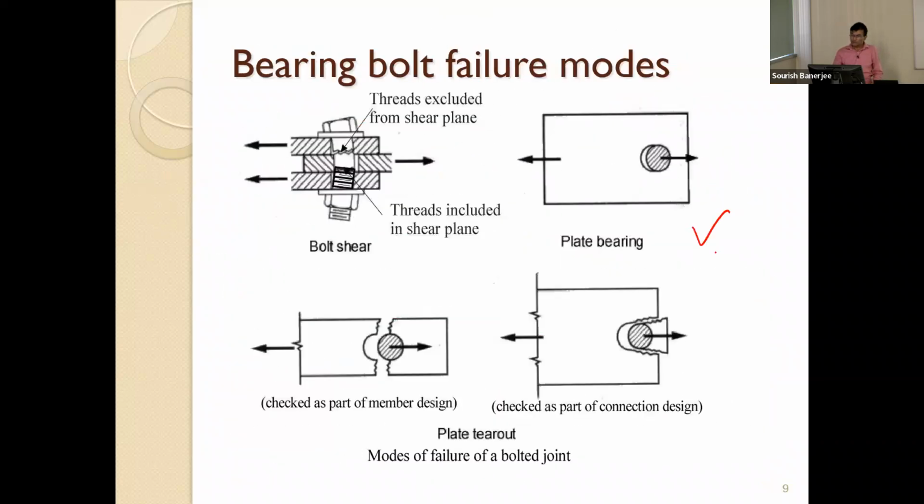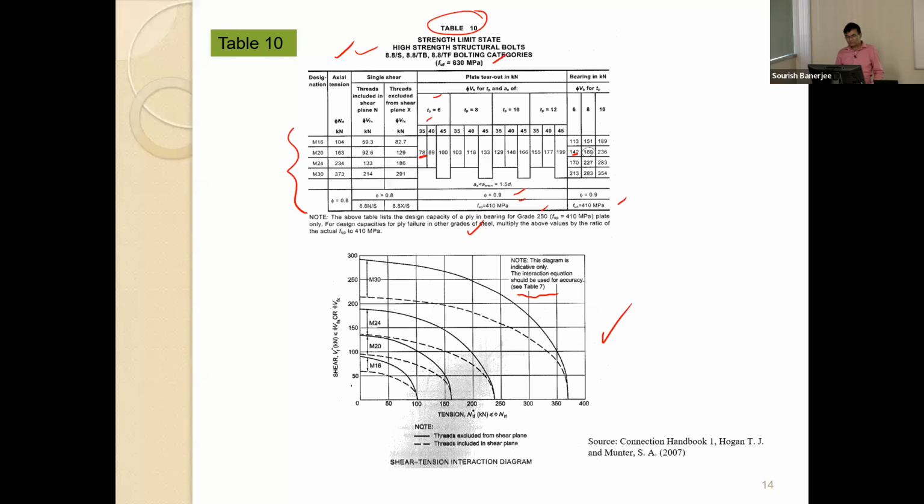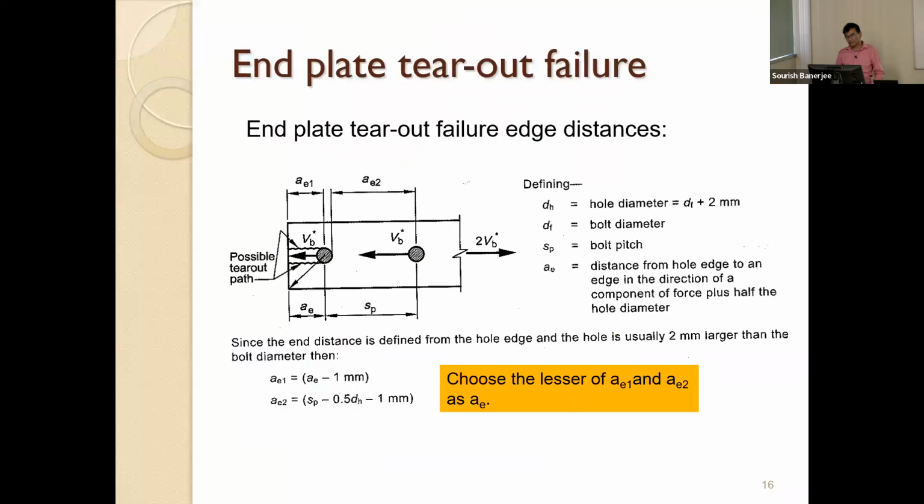So these are the two failure modes, and what you have to do is estimate the capacity in these two cases, and then use the minimum capacity, because that will govern the design.